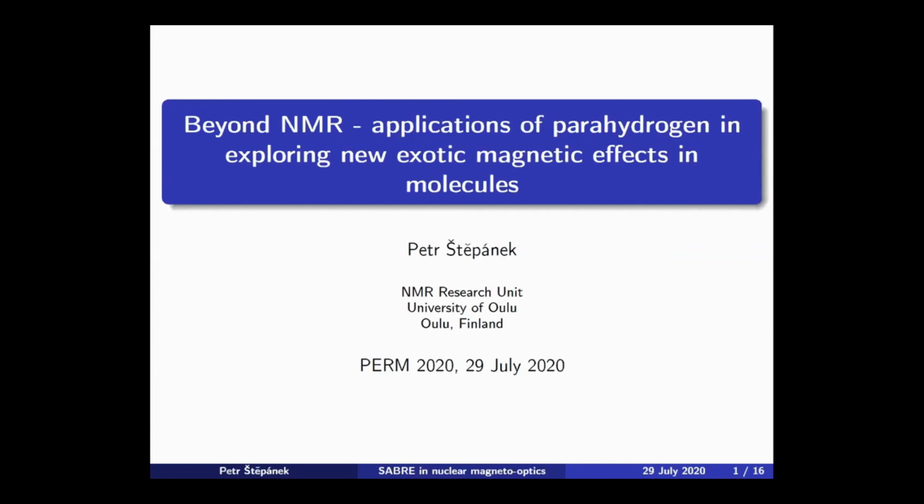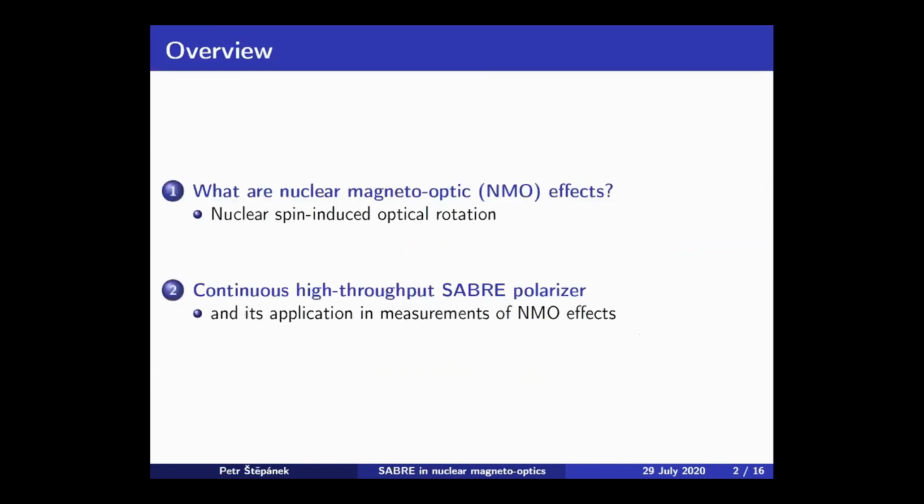In my contribution, I would like to talk about parahydrogen-based hyperpolarization in exploring different molecular properties. Specifically, how can SABRE help us in observing molecular effects known as nuclear magneto-optics? This talk is split into two parts. In the first half, I will introduce what nuclear magneto-optics is, because it might be unfamiliar for some of you, and why we are interested in it and how we measure it.